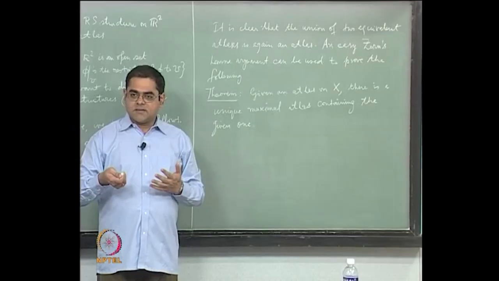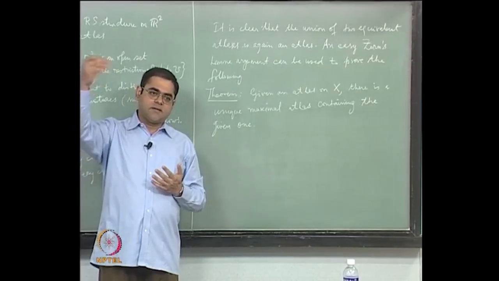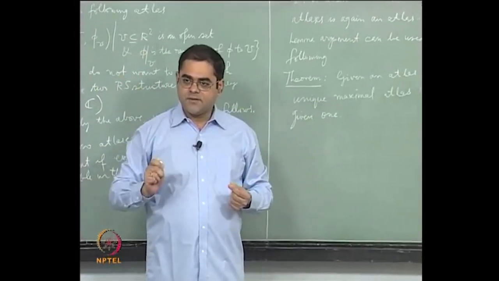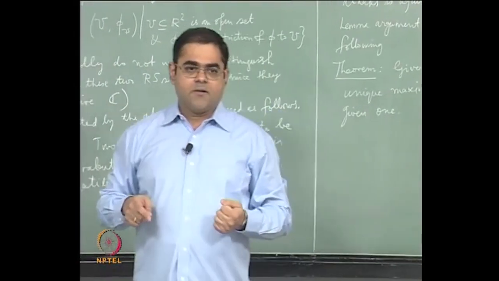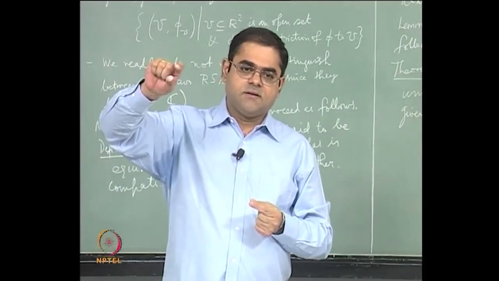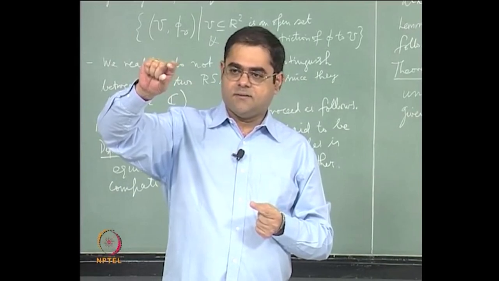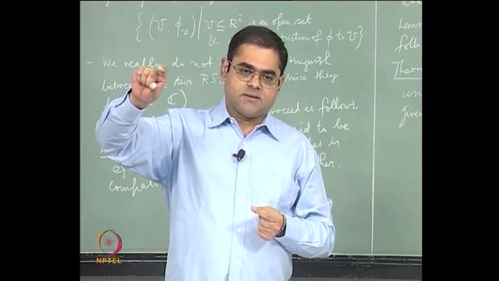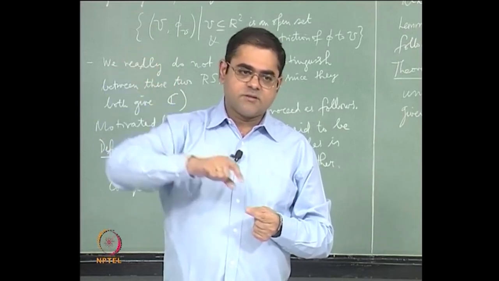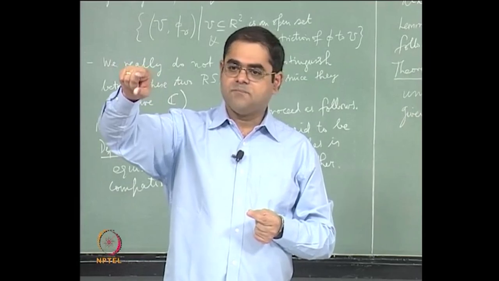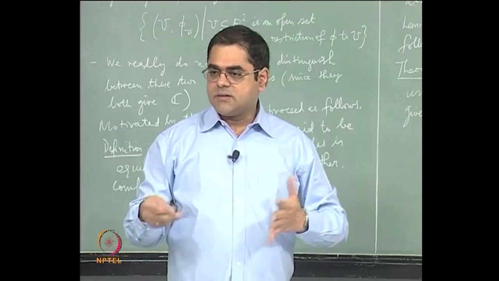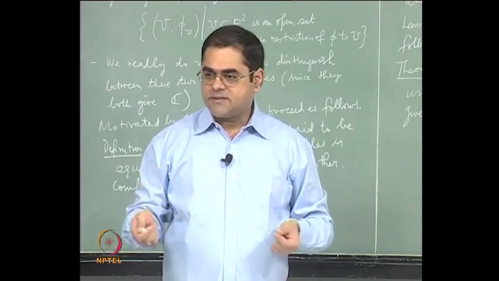An atlas is said to be lesser than another atlas if every element of this atlas is also an element of the other atlas, okay. So, it is by inclusion, okay, and if you give me a chain of atlases, then it is obvious that the biggest one is an upper bound, or even if the chain is infinite, I could simply take the union, okay, and that will be an upper bound. So, every chain has an upper bound, and now Zorn's lemma will assure you that maximal elements exist, okay.